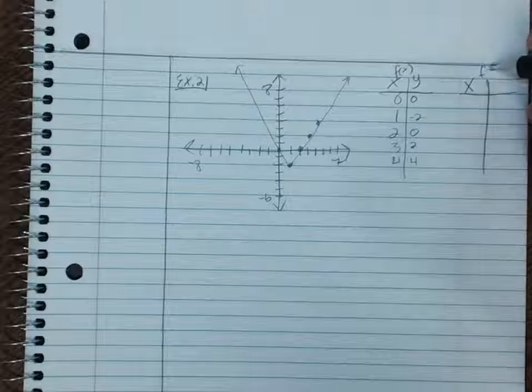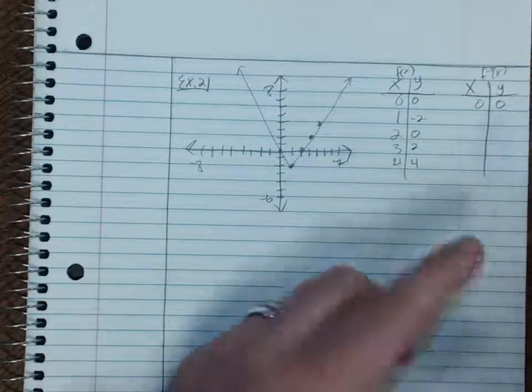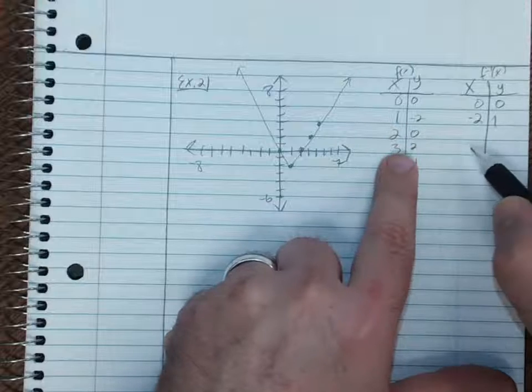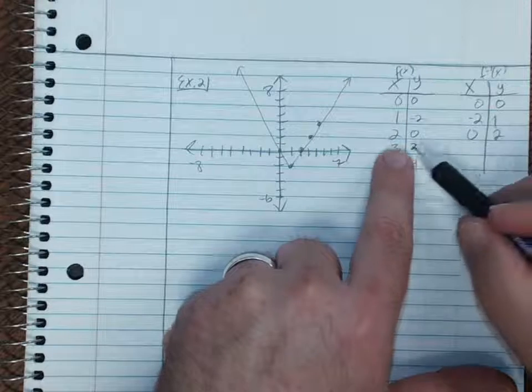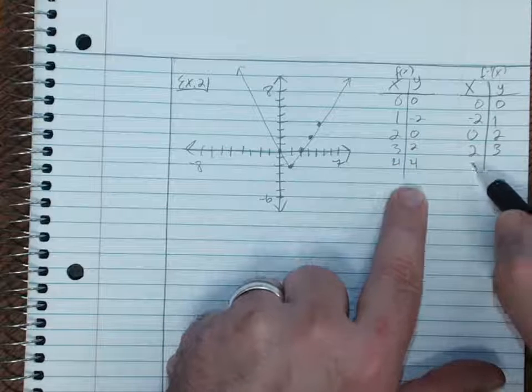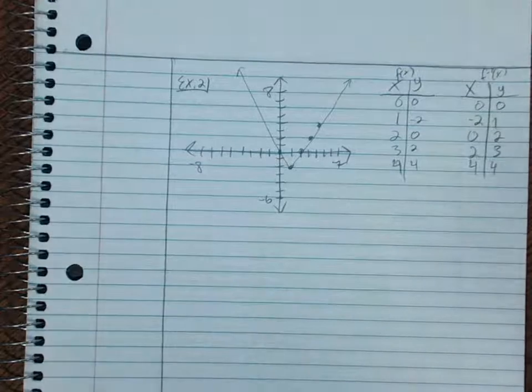This will be f inverse of x. We flip them. 0, 0, when you flip it, it's still 0, 0. 1, negative 2 becomes negative 2, 1. 2, 0 becomes 0, 2. 3, 2 becomes 2, 3. And 4, 4 becomes, well, 4, 4.